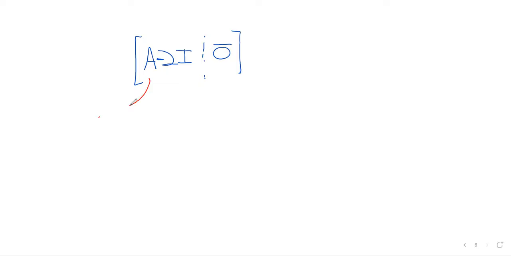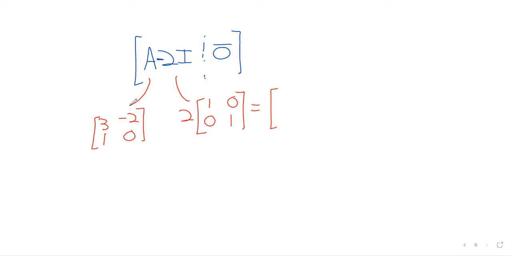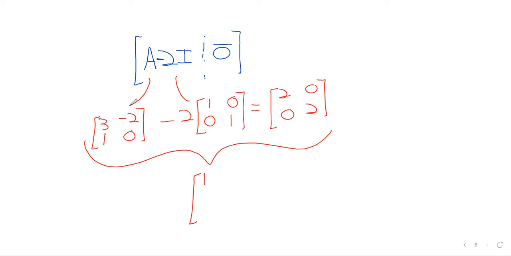A is 3, negative 2, 1, 0. So 2i is 2 times the identity matrix. And the identity matrix has ones down the diagonal, zeros everywhere else. So it's 2, 0, 0, 2. A minus 2i then is 1, negative 2, 1, negative 2.